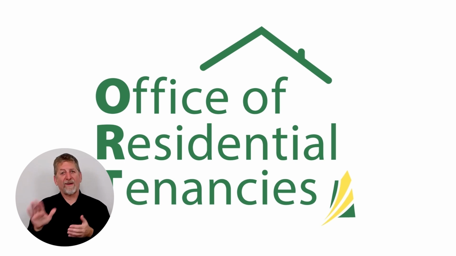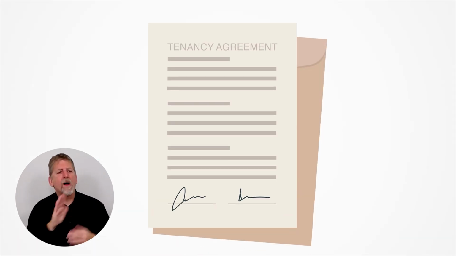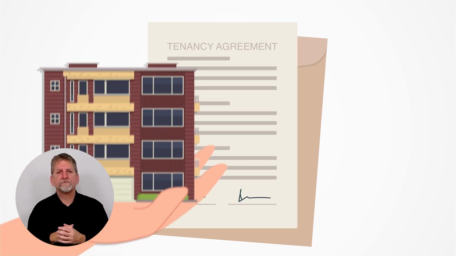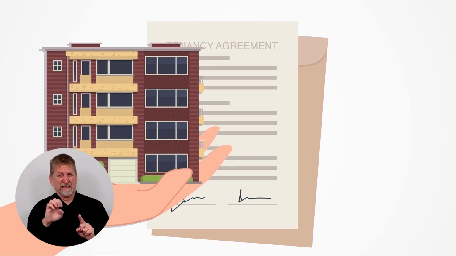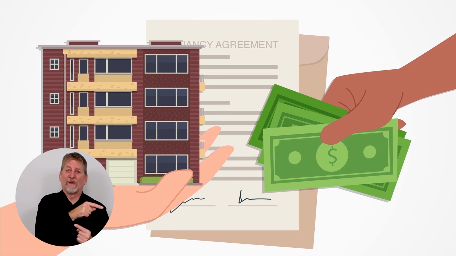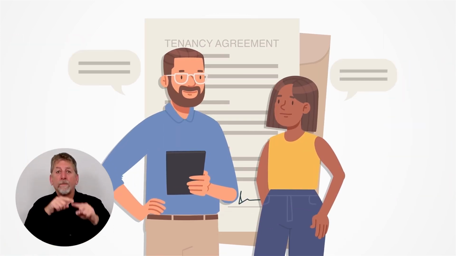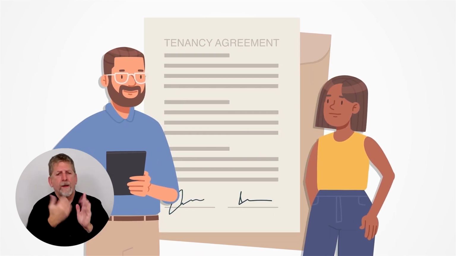In this video, we're looking at tenancy agreements. A tenancy agreement is the legal contract where a landlord gives possession of a rental property to a tenant in exchange for rent. It includes the terms or rules of the rental. This agreement can be done in one of two ways, verbally or in writing.